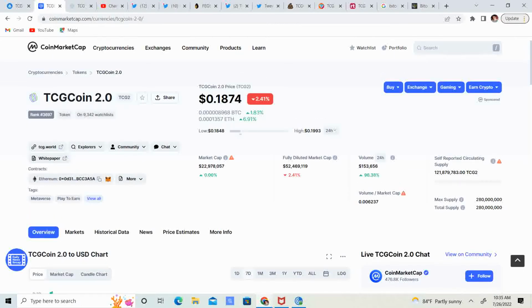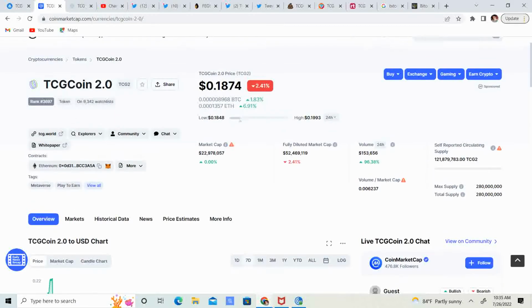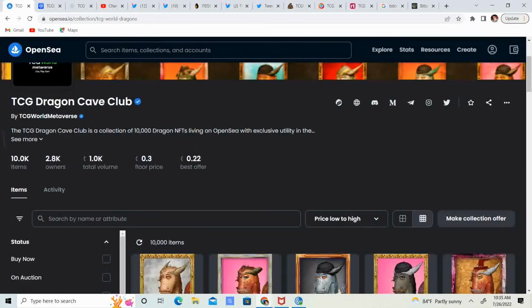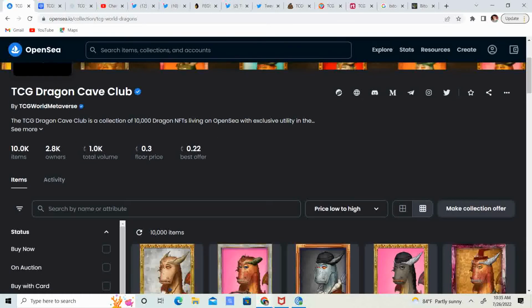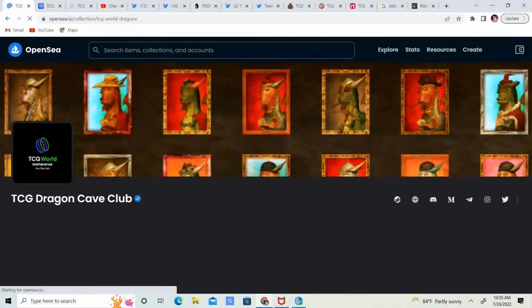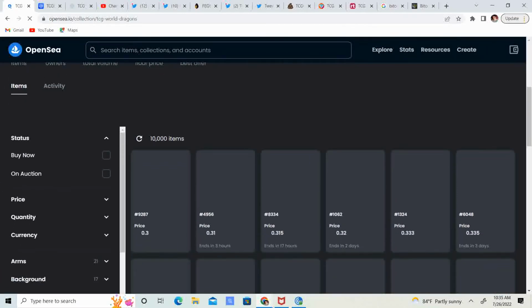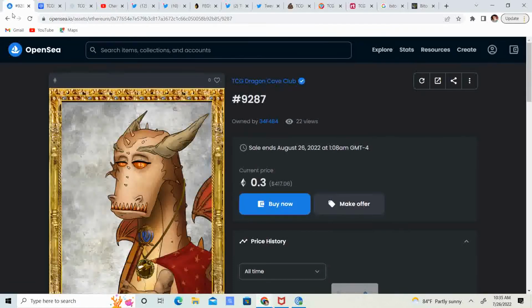So it is definitely a great grab, especially if you dollar cost average, but not financial advice, just what I am doing. Now, the Dragons. Kind of similar. If you guys want a dragon, you can grab one for 0.3 Ethereum. So 0.3 Ethereum is going to cost you $417.06.